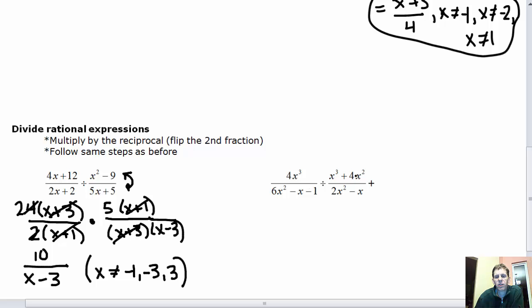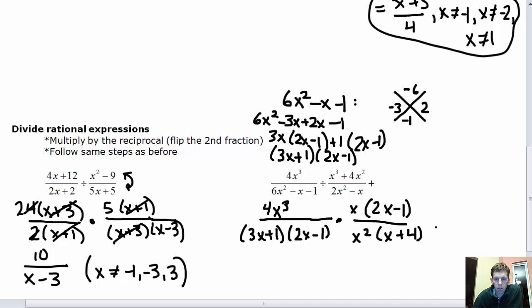One last time, I'd like you to pause the video, see if you can solve this problem. Don't forget to flip the second fraction and multiply. We'll take a look at your answers in just a moment.